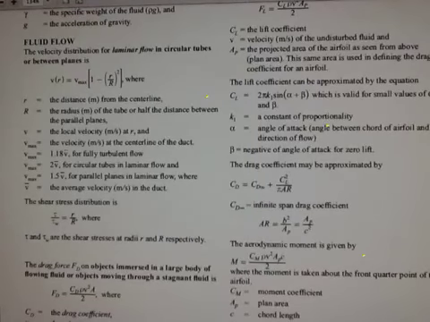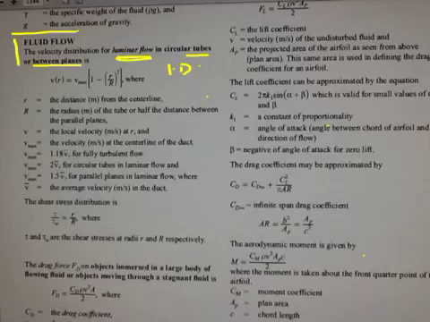Okay, this is part of the FE handbook that talks about fluid flow, and in particular it talks about laminar flow in either circular tubes or between plates. So this is really one-dimensional flow. And what I wanted to point out is this equation right here.